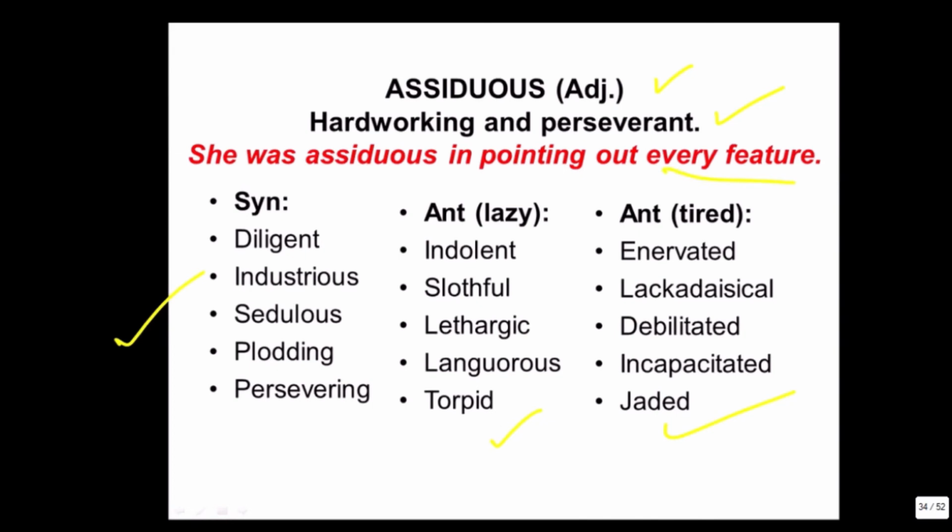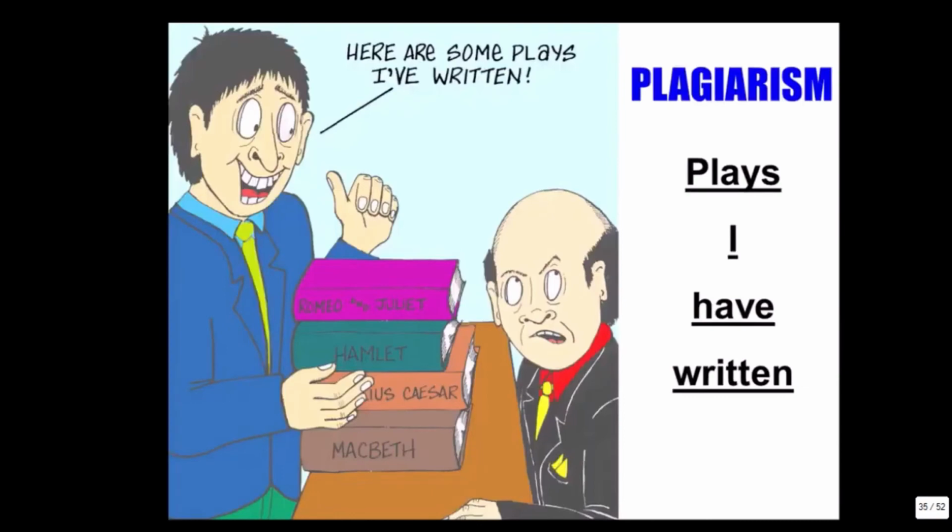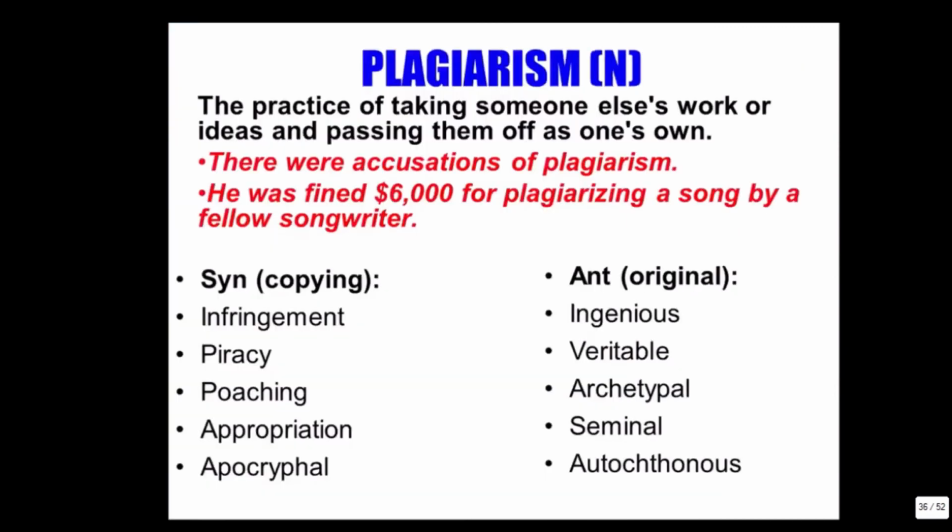That's the whole idea. Now let's say the word is plagiarism. We say plays I have written. There is someone who comes to someone else and says Romeo and Juliet, Hamlet, Julius Caesar and Macbeth are the plays I have written. Obviously that means someone who is stealing someone else's copyrighted work. So that is plagiarized, as most of us know. This is not a very tough word, just an illustration. And then we learn more words and sentences around it.